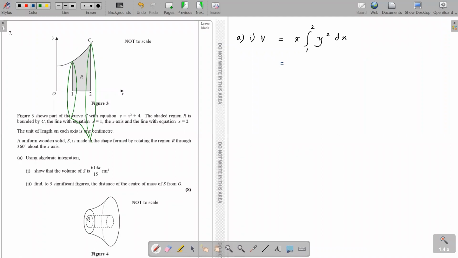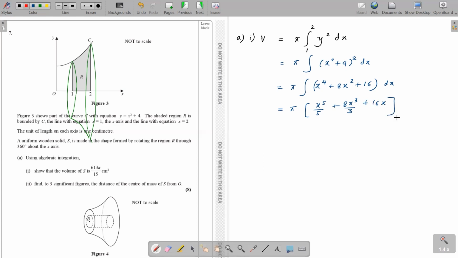So we input the value. Pi y square. What's the y square value? Your y value is x square plus 4, so you are going to square it. Before integrating, let's open the bracket. x square plus 4, when you expand, gives x to the power 4 plus 8x square plus 16, with respect to x. Now you are ready to integrate. You get x to the power 5 over 5 plus 8x cube over 3 plus 16x. Do you agree with me? And your limits are from 1 to 2.